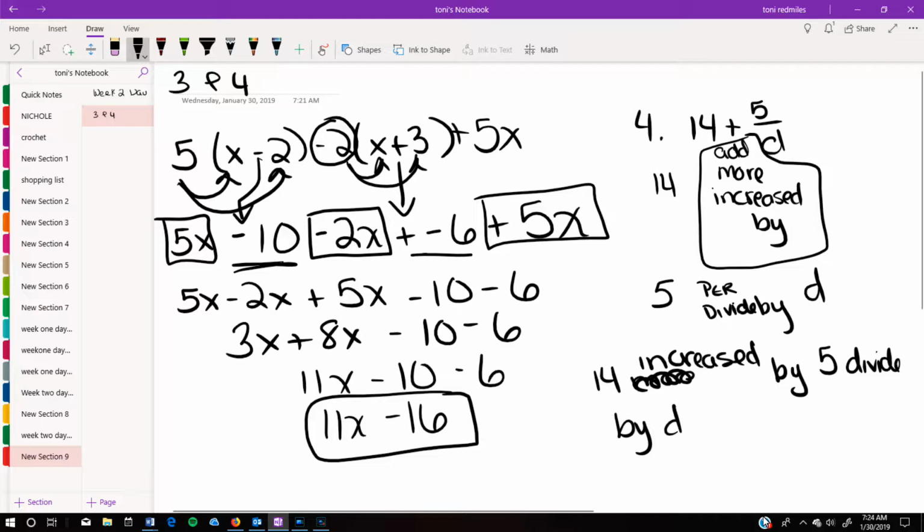But remember, you could even put word choices to it. I could say Joan has 14 marbles, and she adds it to 5 divided by an unknown amount of marbles. I mean, I can do anything to be able to understand it. Everyone's is going to differ. My biggest thing is that you get the right operational words in there. Okay.